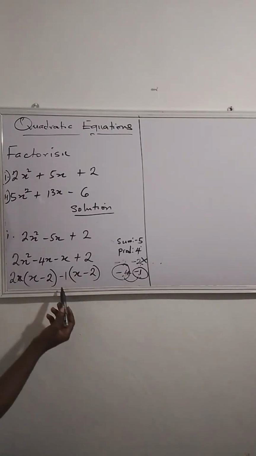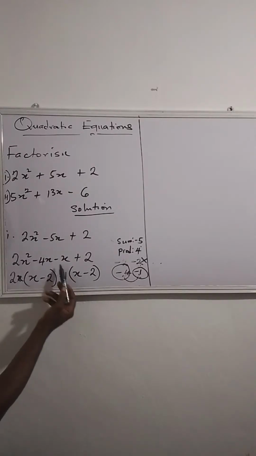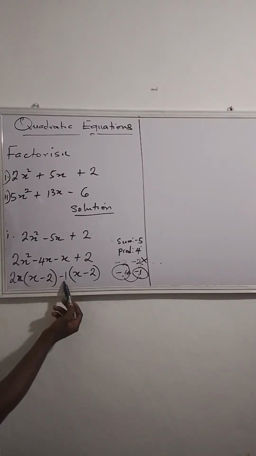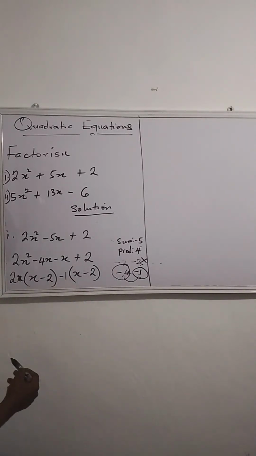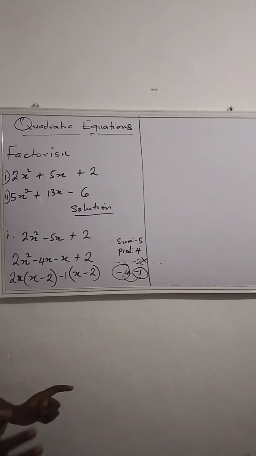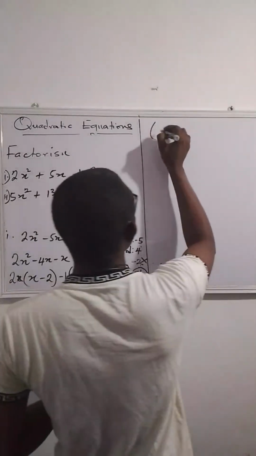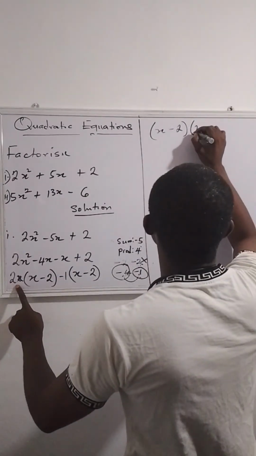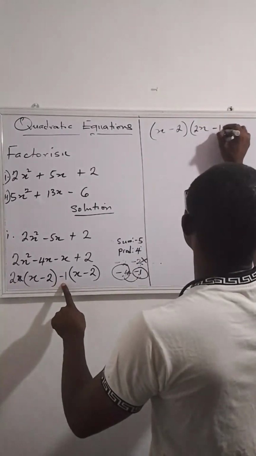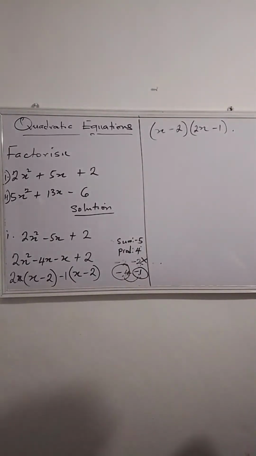Now look at it. If I open the bracket, I'll see what I have here. Minus 1 times x, I have minus x. Minus 1 times minus 2, that is plus 2. Okay, so now what is the next thing? You factor out this. So you have x minus 2. You are left with 2x minus 1. Okay, now that is going to be the answer to the problem.